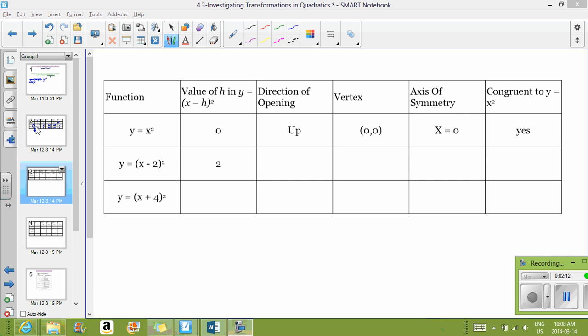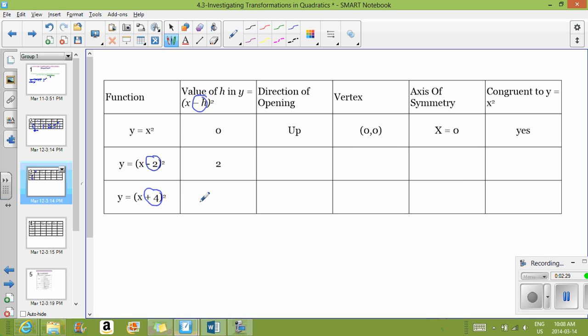The next form is that we're going to affect the x value inside the squared. So we're going to put in this minus h. Here we have minus 2. Now I want you to notice that our h value is actually the opposite. So if we have positive 4 in here, our h value is actually negative 4. This is affecting inside the squared with the x.